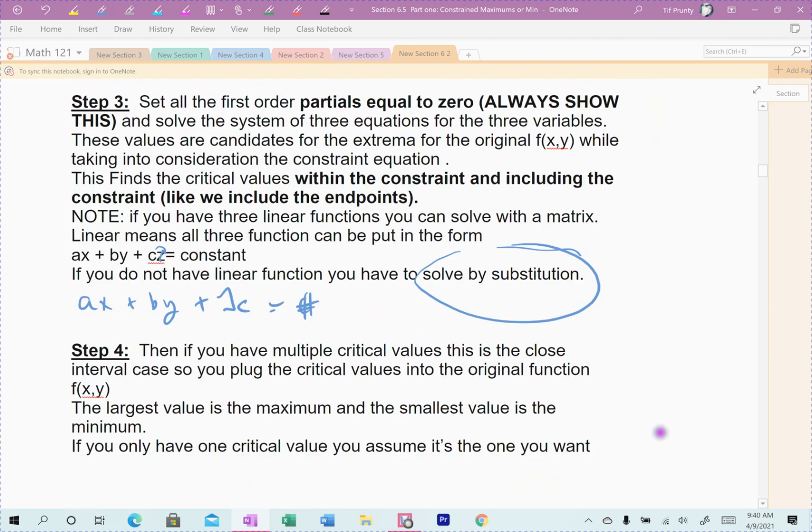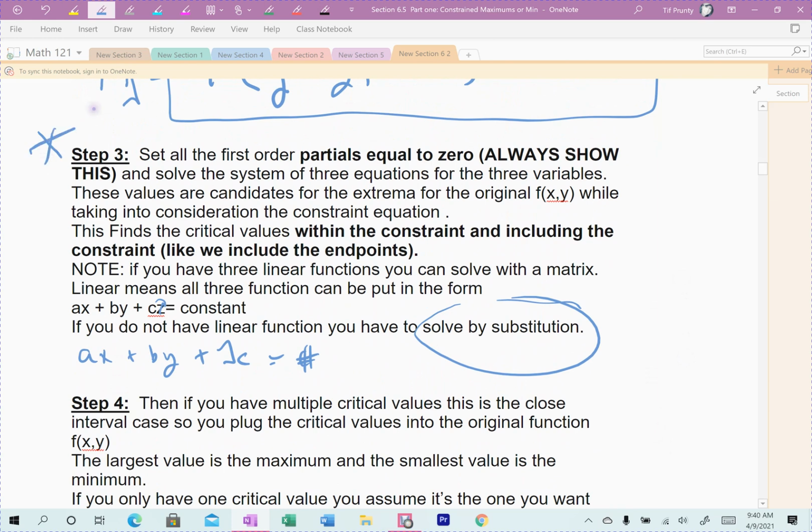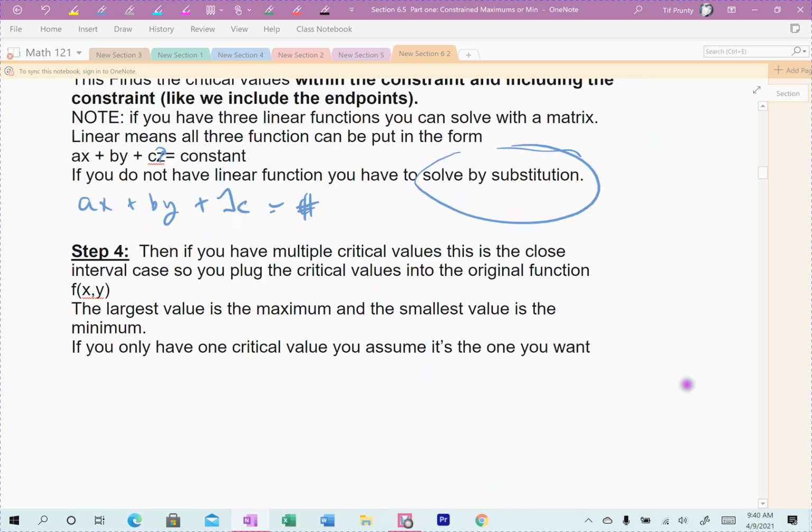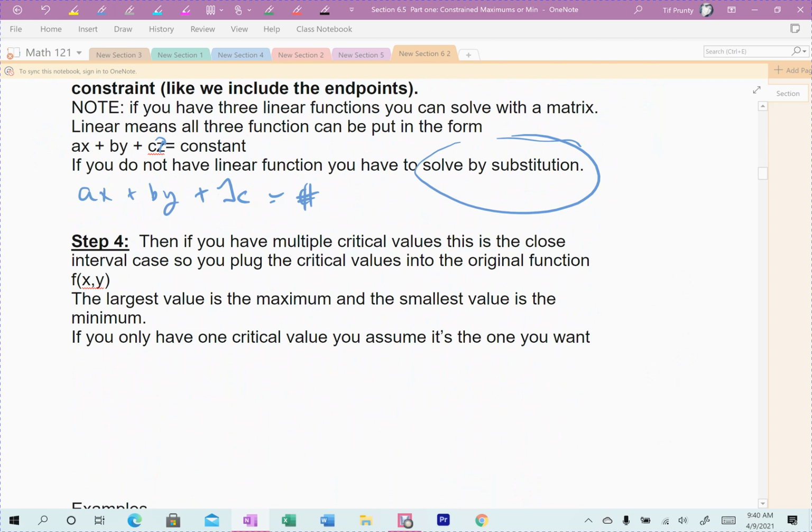Alright, so once you've done, this is the hard part, right? Step 3, unless it's the matrix case, which isn't that hard. If you have multiple critical values, then again, remember, this is the closed interval case. What you do is, you take your critical values, plug them in the original. Whatever value comes out the biggest is your maximum. Whatever value comes out the smallest is your minimum.